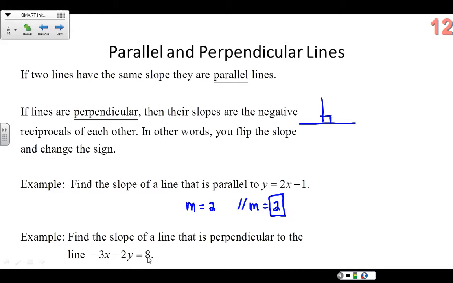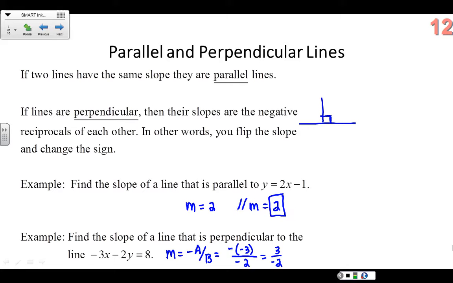Now, this is not in function form. You could solve it for y. But we also had another formula that we could use for the slope if your equation is given in standard form. It's -a over b. So in this case, it's -3 over -2. So that's going to be +3 over -2. The slope would be -3/2 of that line.